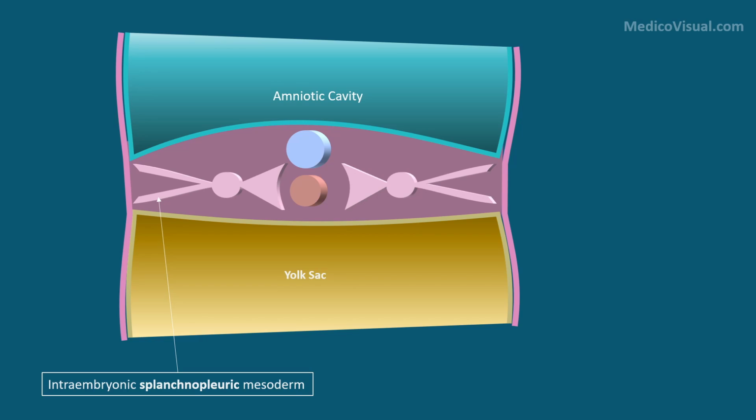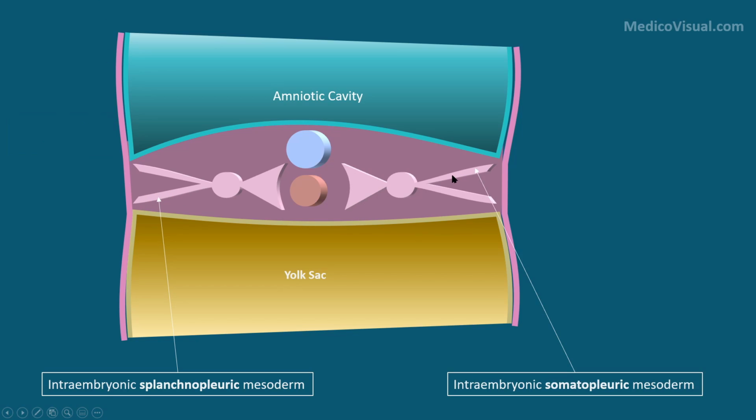Another name of this structure is intraembryonic Splanchnopleuric mesoderm. Splanchno means it is related to viscera, it is going to form important viscera of our body, so it is called intraembryonic Splanchnopleuric mesoderm. It is continuous with the yolk sac. And then the other layer of lateral plate mesoderm that is continuous with the amniotic cavity is called intraembryonic Somatopleuric mesoderm. It is going to form the body wall.